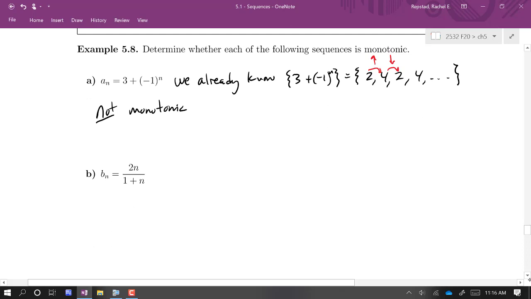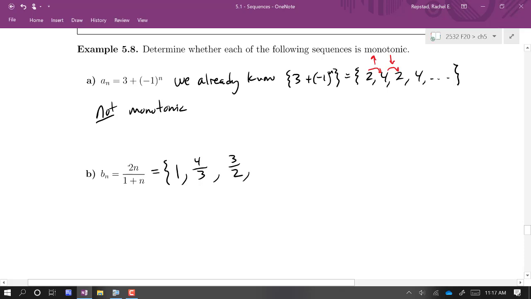Let's look at another one. These b_n's, 2n over 1 plus n. So let's find the first few terms. If n is 1, we get 2 over 2, which is 1. If n is 2, we get 4 over 3. If n is 3, we get 6 over 4, which is 3 halves.